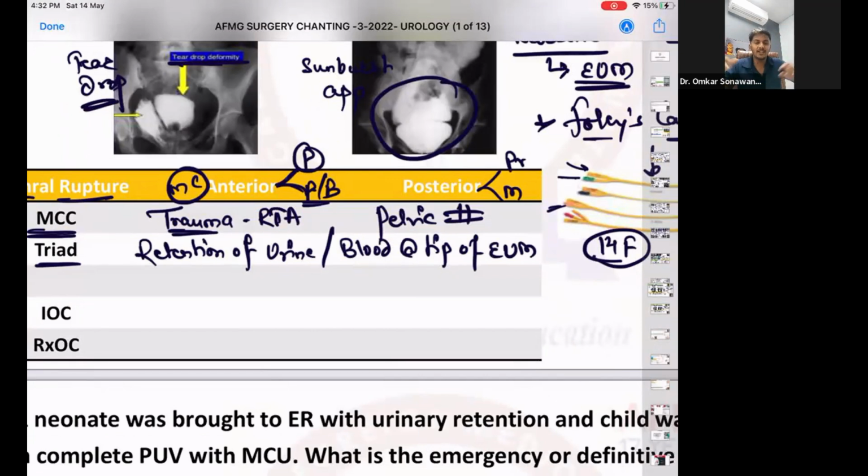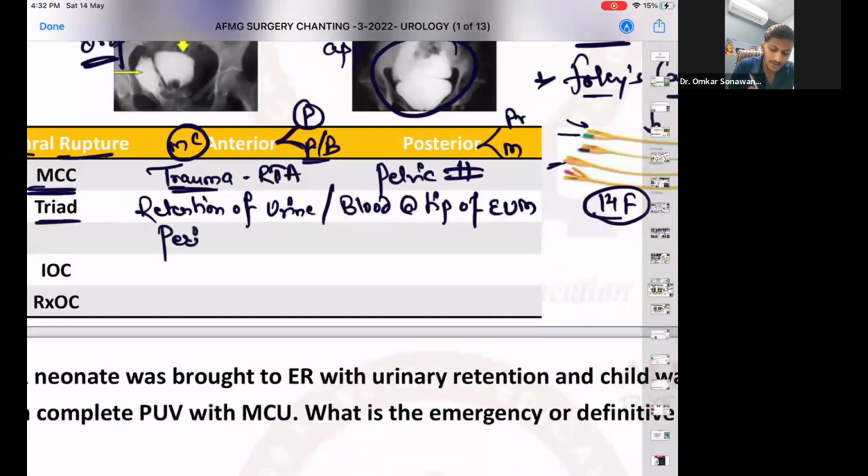So what differentiates them is the hematoma. In anterior urethral rupture, the hematoma is formed in the perineum, whereas in posterior urethral rupture, the hematoma is formed in the pelvis. Please remember, pelvic hematoma in posterior, perineal hematoma in anterior. The other two things are common: retention of urine and blood at the tip of the external urethral meatus. They will play with this. They will give you both options and ask which type of hematoma is seen in anterior urethral rupture. It is the perineal hematoma, and for posterior it is the pelvic hematoma.